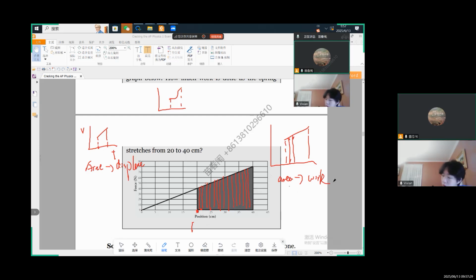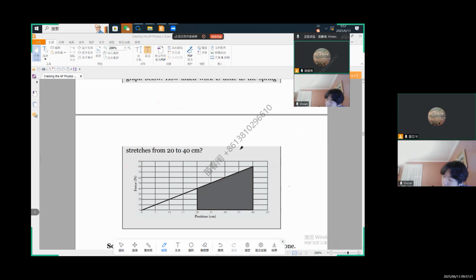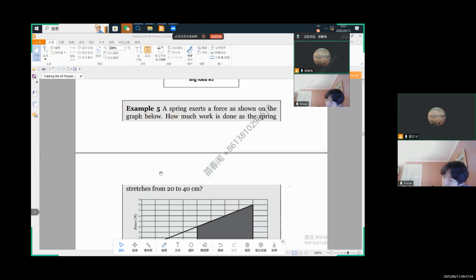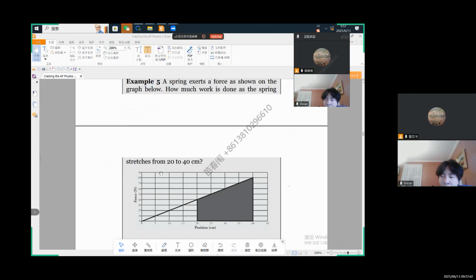So now we can do it. If they change the force, like this graph, how much work is done? Do the area, basically. From 20 to 40. Do the area. You can divide that like a rectangle. It's a trapezium, right? You use the trapezium area. Oh, divide is also working.